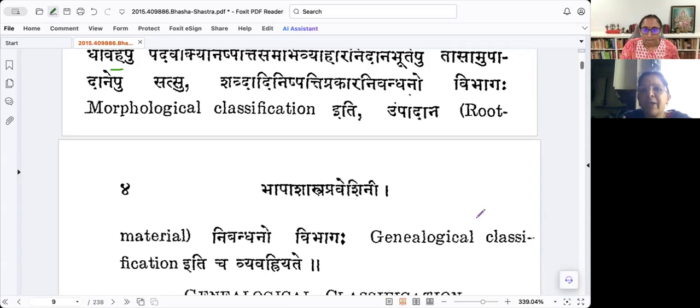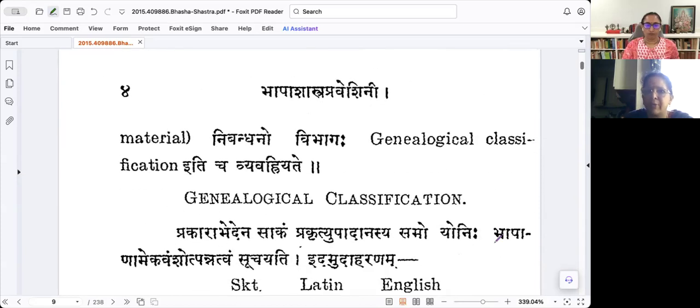What he is trying to say is two types of classification are there. One is the genealogical classification, where you are going to the root of the language as a whole. And the second one is components, like parts of it and how it is being used in the communication. That is morphological. Two classifications.